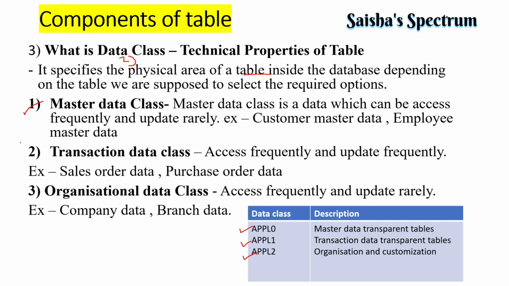Very first, the master data class. There are three types of data classes: master data class, transaction data class, and organizational data class. The master data class is the data which can be accessed frequently and updated rarely, for example, customer master data and employee master data. Whereas the transaction data class allows users to access and update data frequently, that is sales order data or purchase order data. Whereas in the organizational data class, for example, company data and branch data.